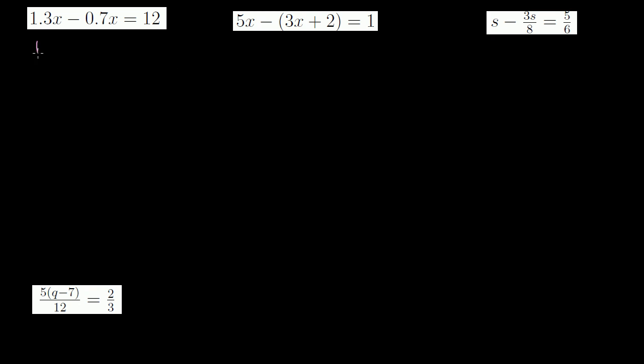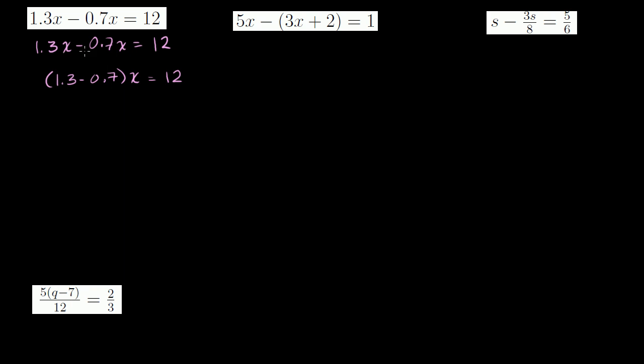So the first one says, I'll rewrite it: 1.3 times x minus 0.7 times x is equal to 12. Well, here the first thing that my instinct is to do is to merge these two terms, because I have 1.3 of something minus 0.7 of that same something. This is the same variable. If I have 1.3 apples minus 0.7 apples, well, why don't I subtract 0.7 from 1.3, and I will get 1.3 minus 0.7 of the x's, or apples, or whatever you want to call them, is equal to 12.